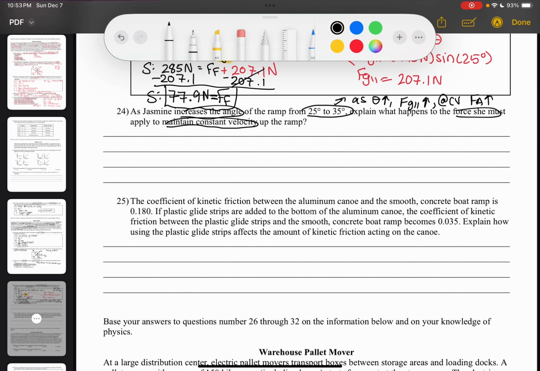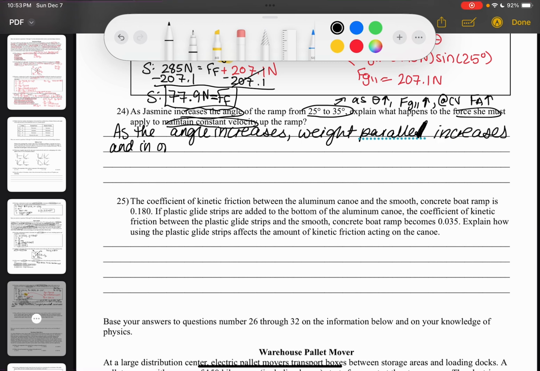So what you're going to say is as the angle increases, weight parallel increases. And in order for the object to continue moving at a constant velocity, the applied force must increase as well.